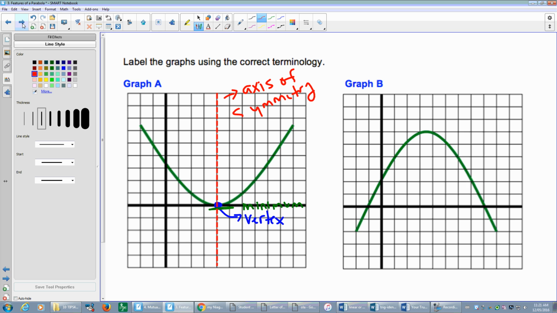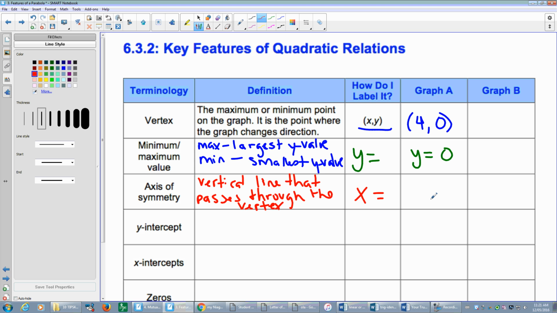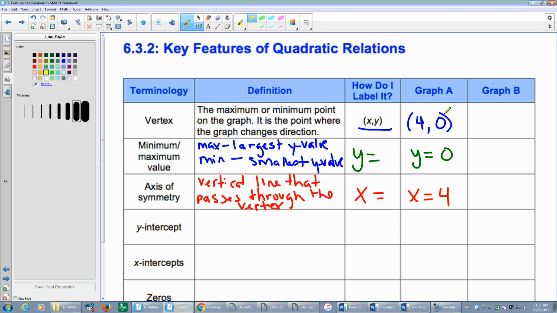So, Zane, what do you think I would put here for graph A? X equals what? X equals 4. Wonderful. Now there's a nice pattern here to get my minimum and my maximum. As long as I have my vertex, my y value is my minimum. My x value is my axis of symmetry. So your vertex tells you lots.